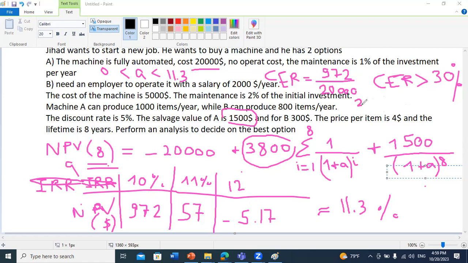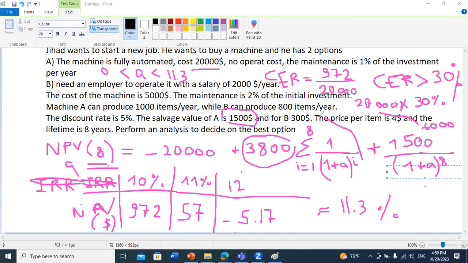So if you do 20,000 times 30%, you need to gain $6,000 at the end of lifetime to consider that your project is profitable. Okay, so let us check if this is possible. First, we should do some trials here.